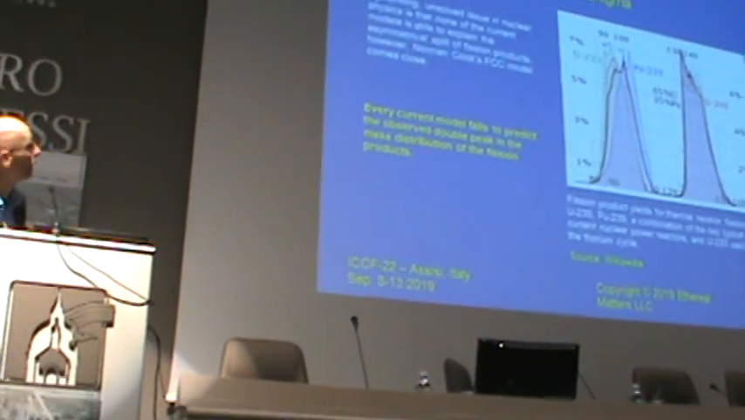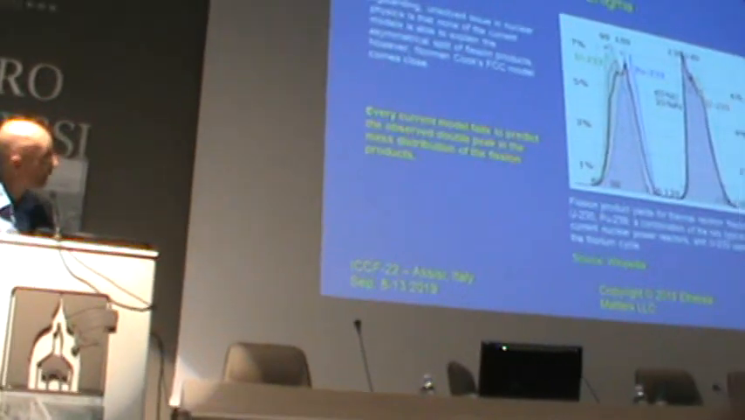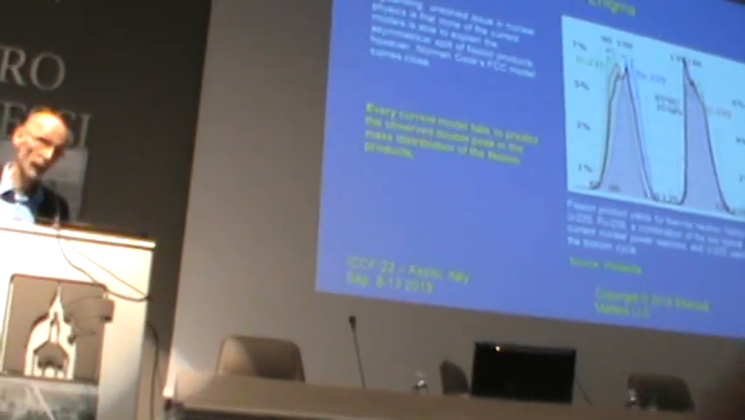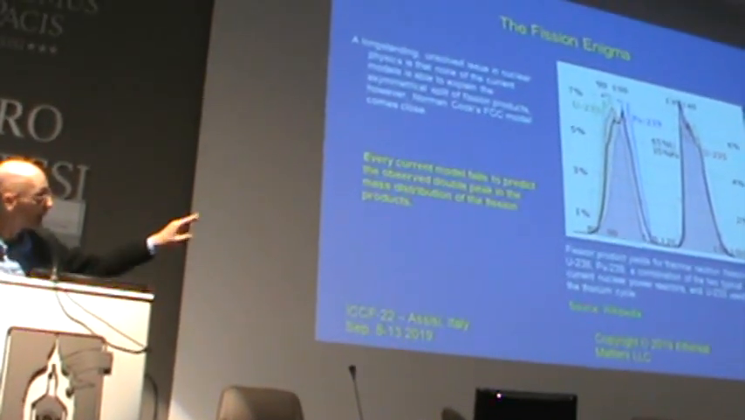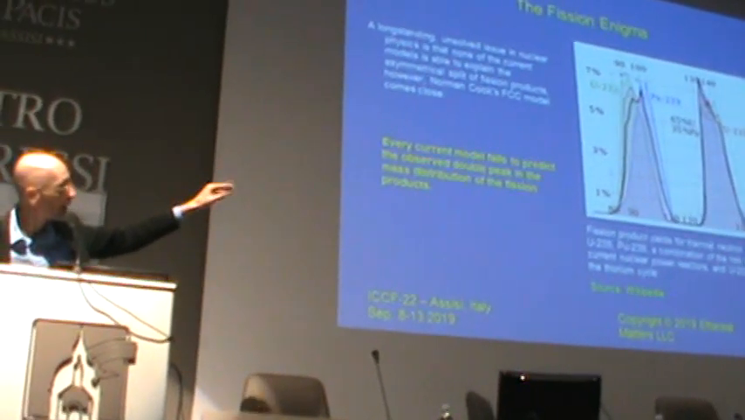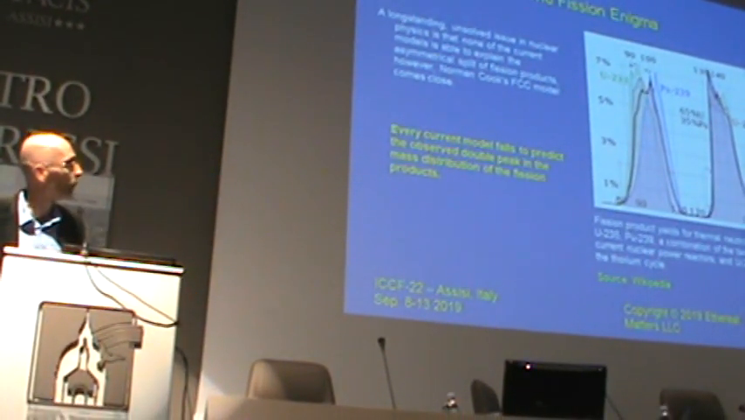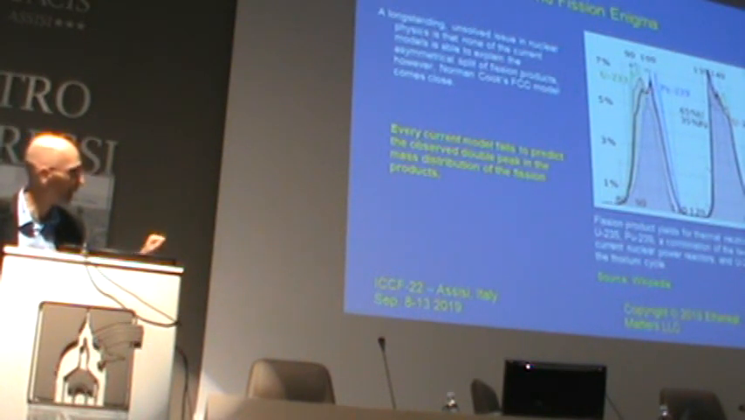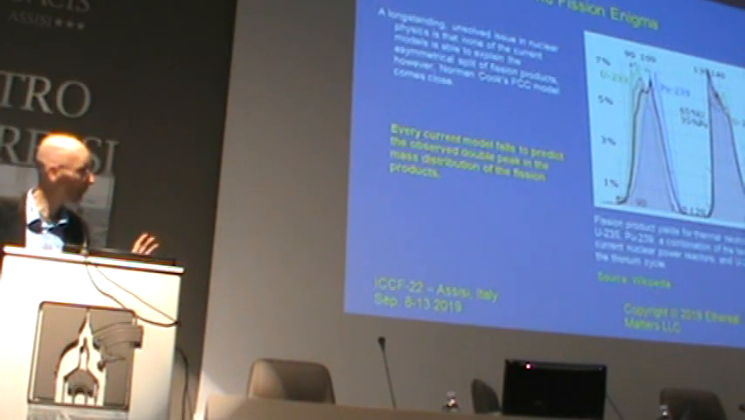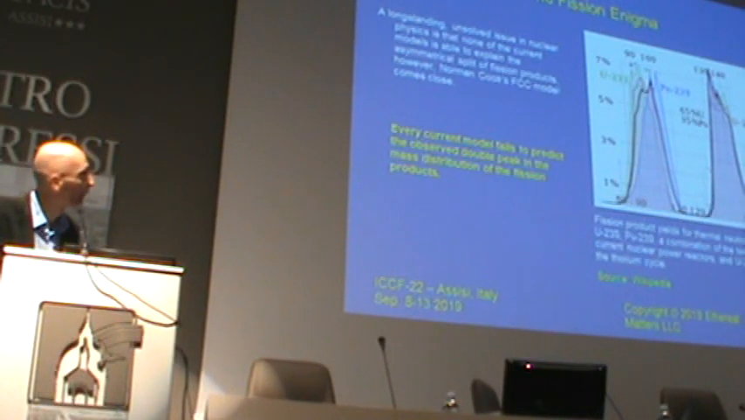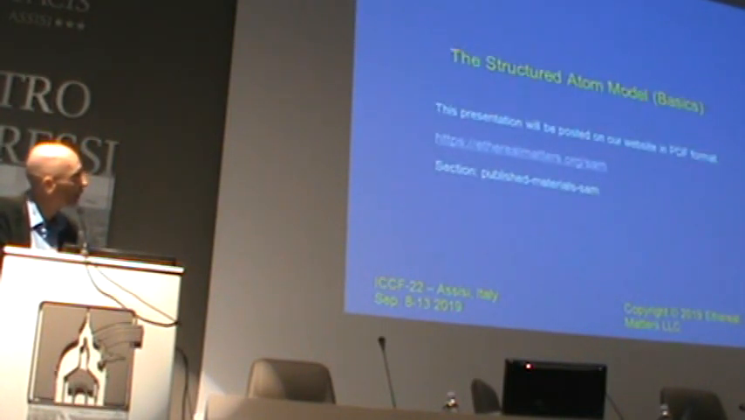The fission enigma. The enigma is that when we have a fission of heavy elements, we get a very distinct double peak, not like a normal graph with one peak and normal statistical deviation. We see two distinct peaks, and up to now, I don't think anybody has been able to offer a satisfying explanation for that. So, the structured atom model basics.